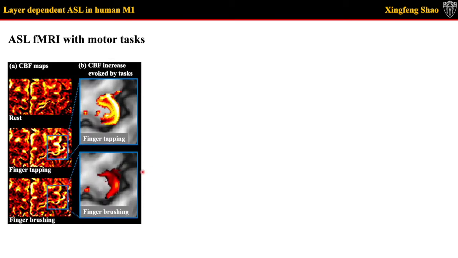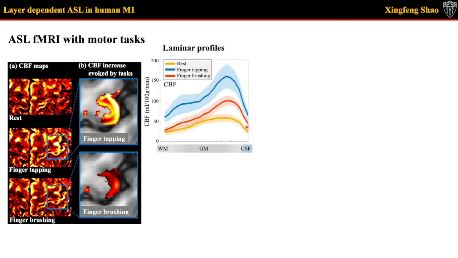So here are the CBF maps at resting state, and during finger tapping or finger brushing tasks. These 2 enlarged windows show the CBF increase evoked by finger tapping on top, which shows strong response in deep and superficial layers, and finger brushing induced CBF increase mainly in superficial layers. So here are the laminar profiles of CBF at resting state and during finger brushing and finger tapping.